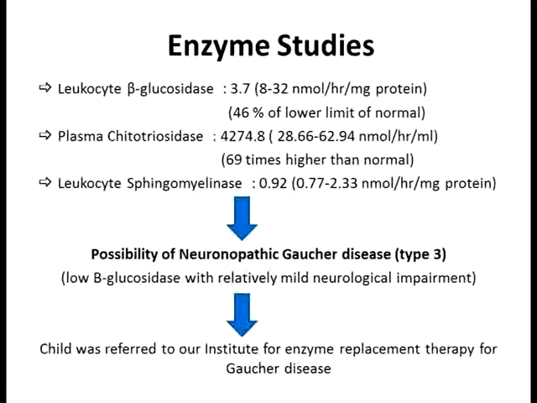So the child was suspected as neuronopathic Gaucher's disease, that is type 3, in view of the low beta glucosidase activity, and we have some neurological impairment, convergent squint with some tonic posturing. And with this report, the child was referred to our institute for enzyme replacement therapy for Gaucher's disease.